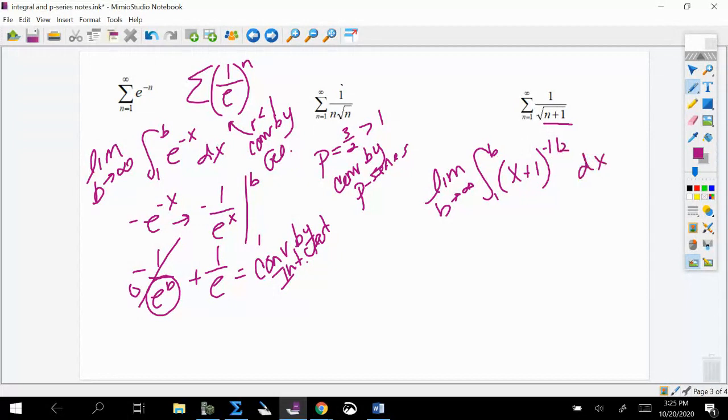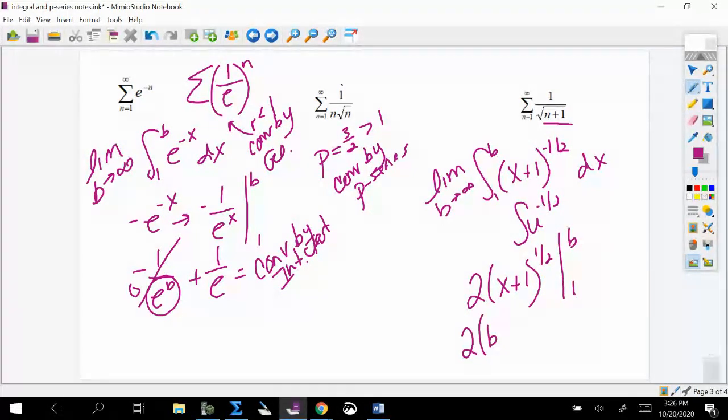It's just going to be a really quick u sub. U is going to be x plus 1. The derivative is just 1, so there's no adjustment. So this is just going to be a u to the negative half. So power 1 greater would be the positive half. So we get 2u to the half, so 2 times x plus 1 to the half. Put your boundaries in. We get 2 times b plus 1 to the half minus 2 times 1 plus 1 to the half, or 2 to the half.